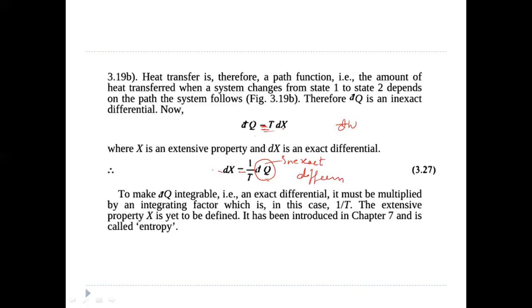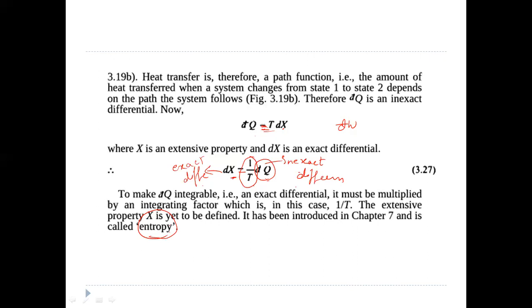Whereas dX is an extensive property and it is an exact differential. That means an inexact differential is equated to an exact differential when we multiply it by a factor called the integrating factor. Here 1 by T is an integrating factor. So here X is an extensive property which we'll define as entropy. So we will study about this entropy when we study about the second law of thermodynamics.